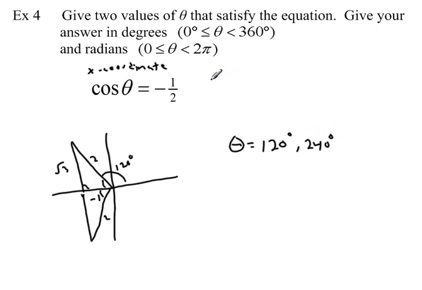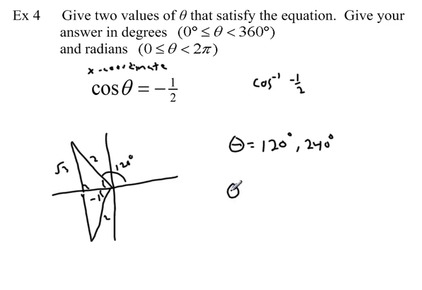Again, another way to do this would be to take the inverse cosine of both sides on your calculator. So if you do the inverse cosine of negative 1/2, it'll probably tell you this first answer, 120, and just realize we have to use some method, either the unit circle or a sketch, to come up with the second answer.